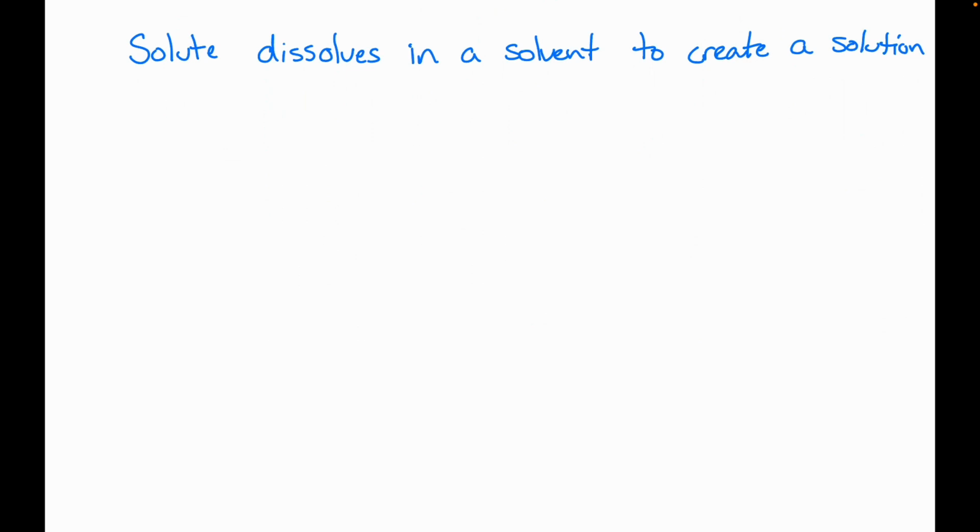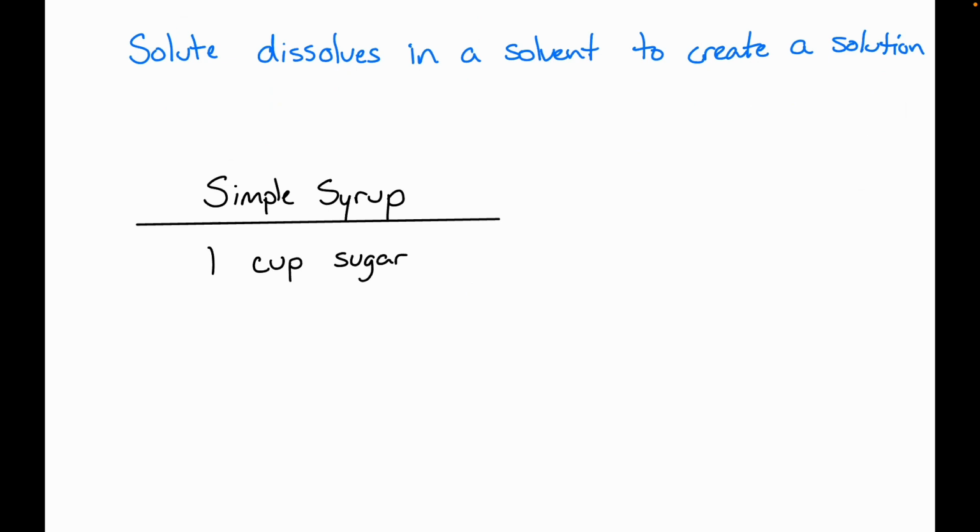All right, so I have a recipe here for simple syrup, which is the basis of many cocktails, where you take 1 cup of sugar and 1 cup of hot water, and you stir to combine. In this example, in my recipe here, I want you to tell me what my solute is, what my solvent is, and what my solution is.